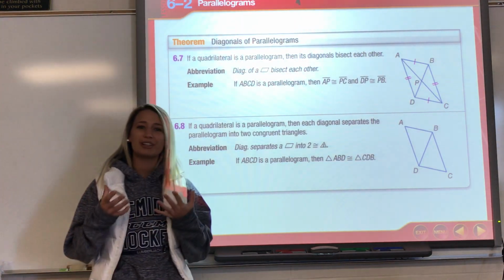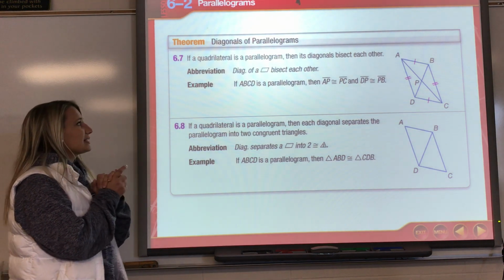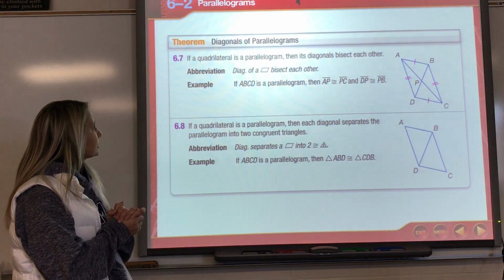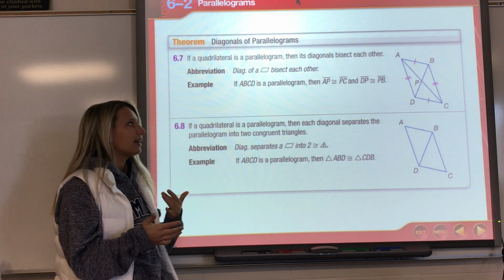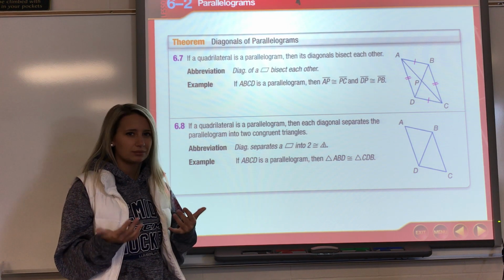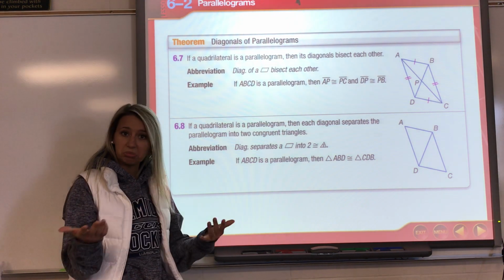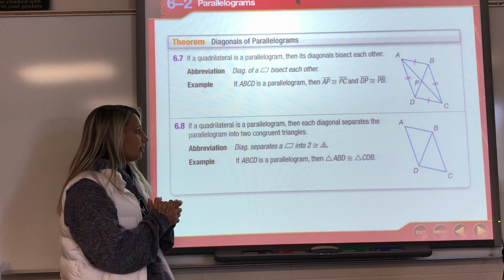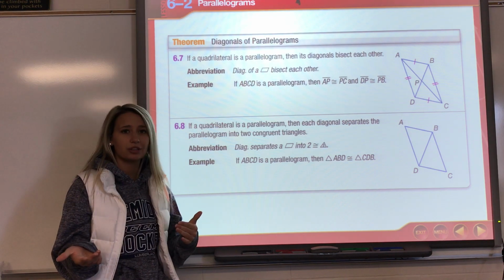Okay, so here's some stuff with diagonals. Theorem 6.7 and 6.8 are talking about the diagonals. So 6.7 says, if a quadrilateral is a parallelogram, then its diagonals bisect each other. What does it mean to bisect each other? Maybe we should remember that. I think they go through their midpoints. And 6.8 says, if a quadrilateral is a parallelogram, then each diagonal separates the parallelogram into two congruent triangles.